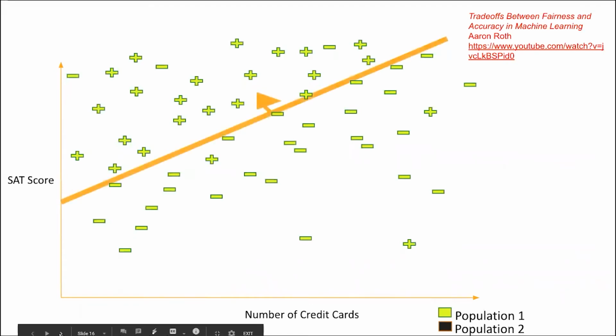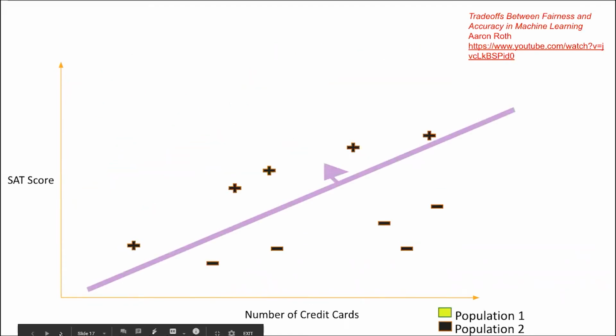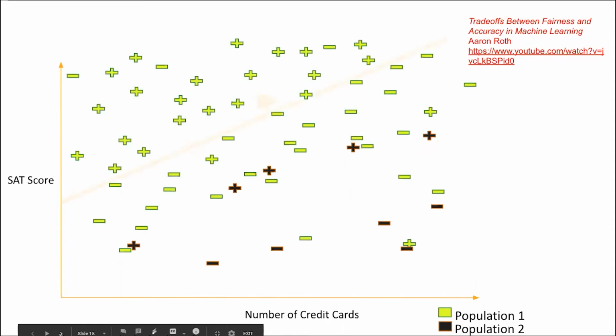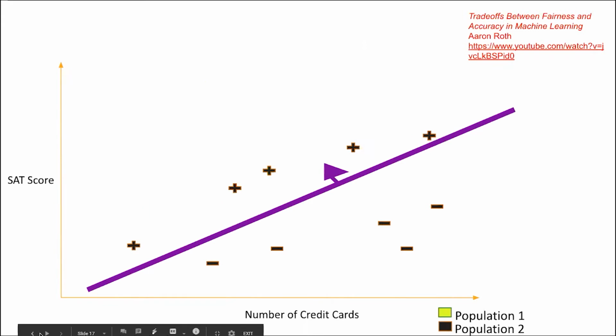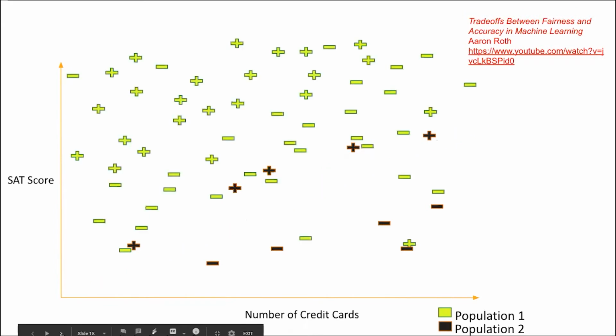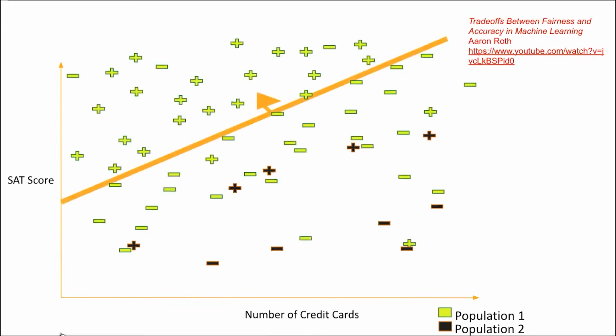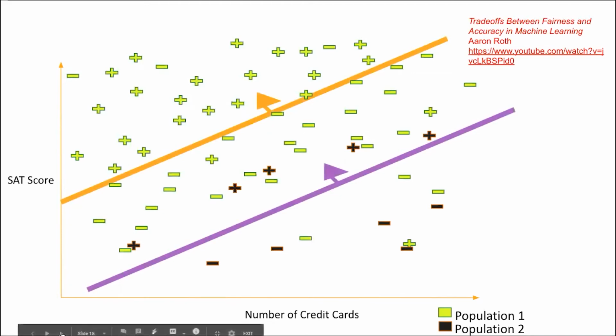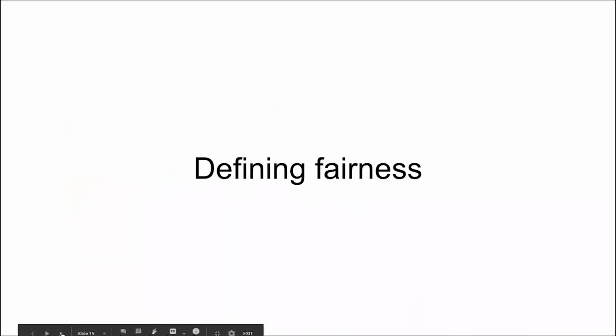Okay, and here's just a graphic example of this that I have borrowed with permission from Professor Aaron Roth. So you can see how this group, which is the numerical minority, is not going to be well served by a model trained on the majority. And that's quite unfortunate. Okay, on to our next topic, defining fairness.